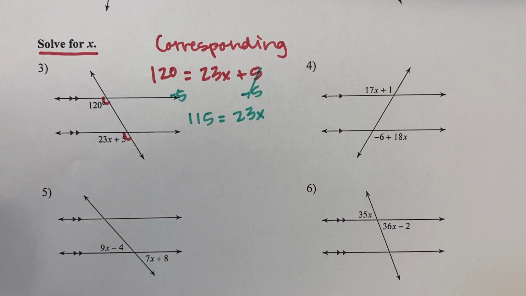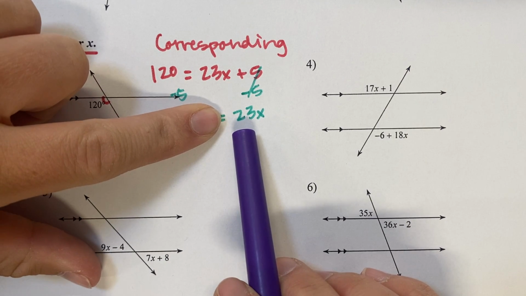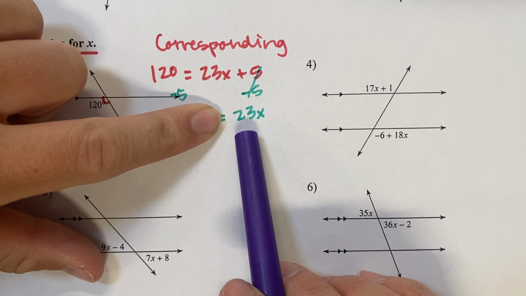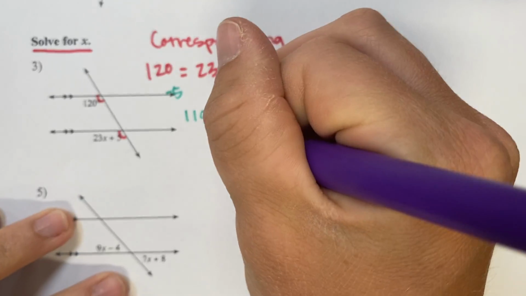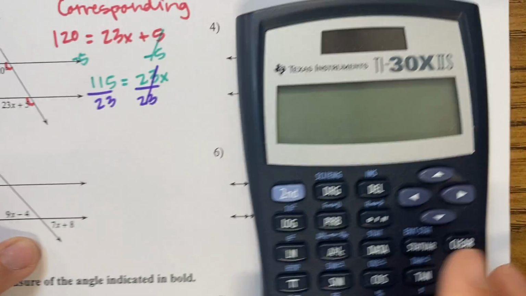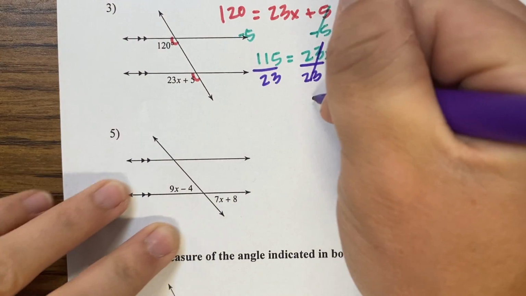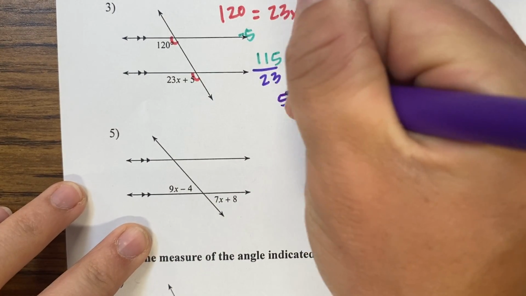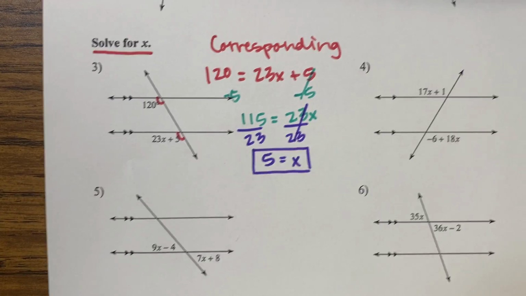Now I have one step to get rid of my 23. What is the opposite of times by 23? We're going to divide by 23. So we have 115 divided by 23, and we get x is equal to 5. And there we go.